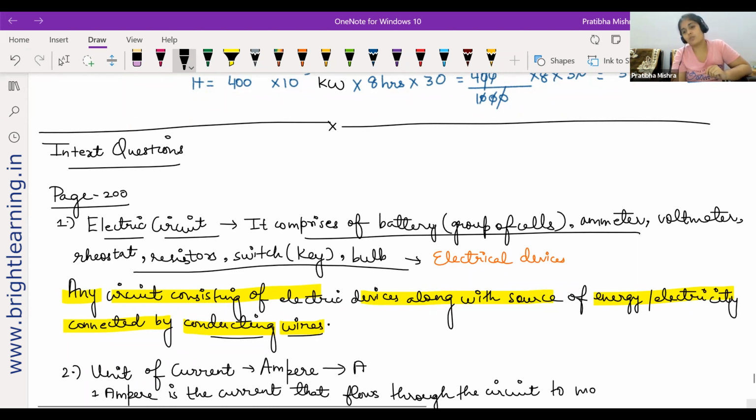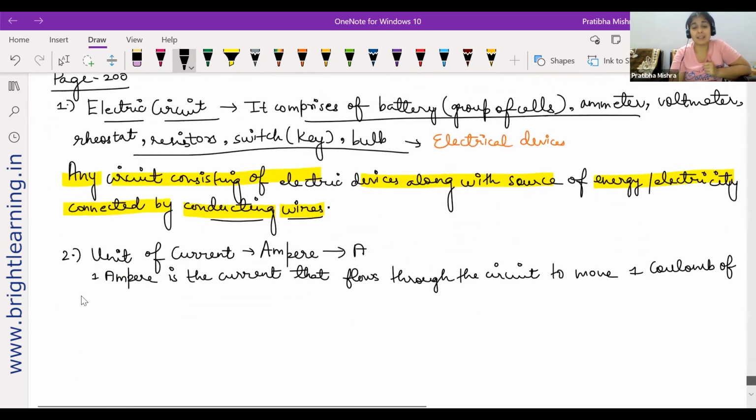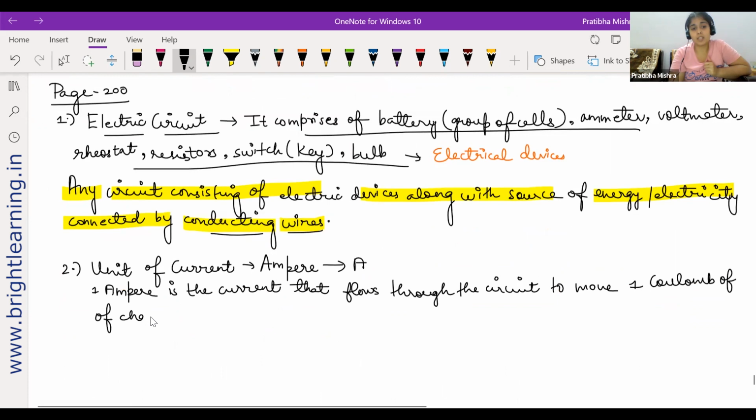Sorry, to move 1 coulomb. What is the SI unit of charge? Charge is denoted by Q. It's coulomb. To move 1 coulomb of charge in 1 second. You will write it like this, everything in SI units. Basically, your current I, if you want, you can write it like this: I in ampere should be equal to Q by T.